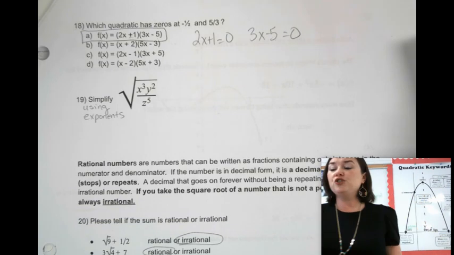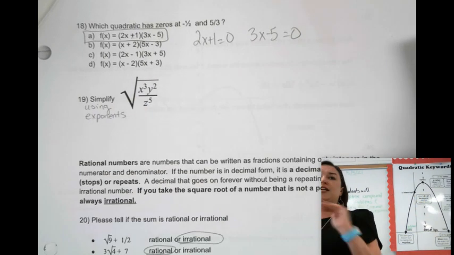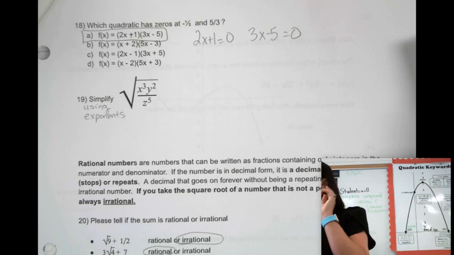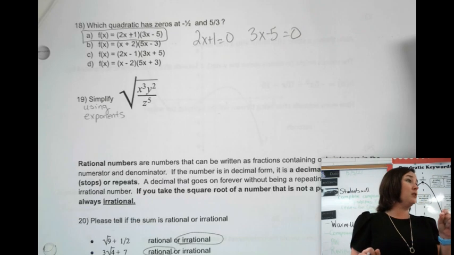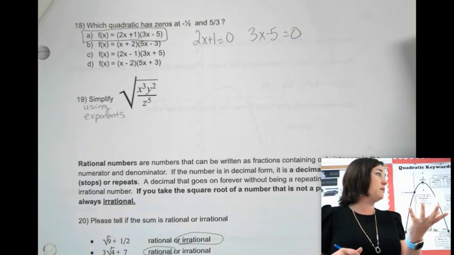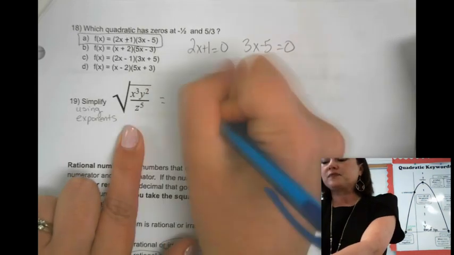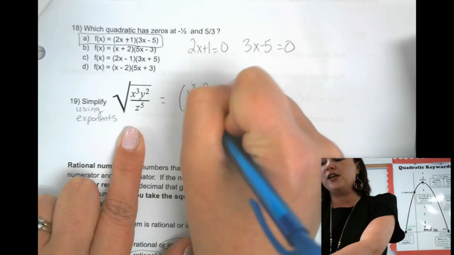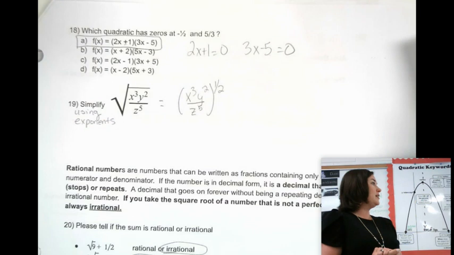If we're just using exponents, can somebody tell me what a square root is as an exponent? 1/2. The 2 is in the denominator. Remember yesterday we said the square root is the same thing as a 1/2 exponent. The cube root is the same thing as a 1/3 exponent. So couldn't I rewrite this as x to the 3rd, y squared over z to the 5th, all to the 1/2 power? Would that be the same thing?